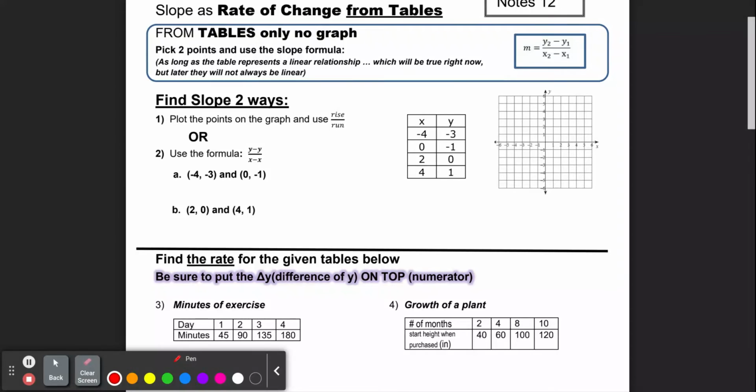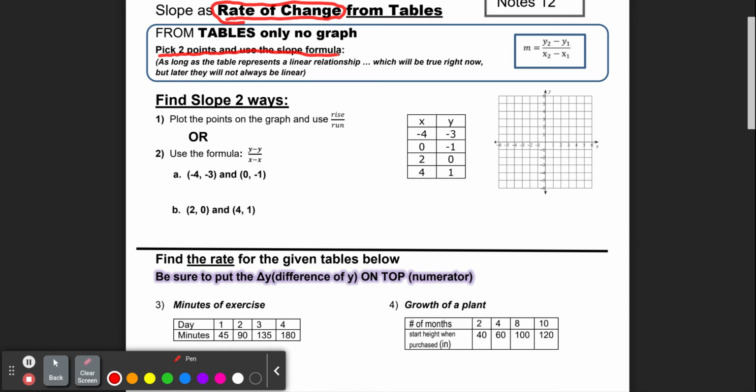Hi, today we're going to find the slope as the rate of change from tables. So the rate of change is the same thing as a slope. From a table only, with no graph, what you're going to do is just pick any 2 points and use a slope formula. First of all, let's just kind of practice. So find the slope 2 ways.